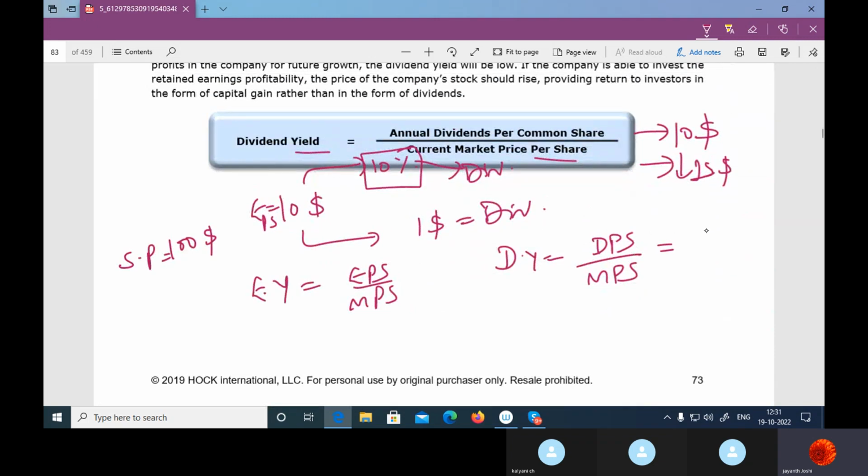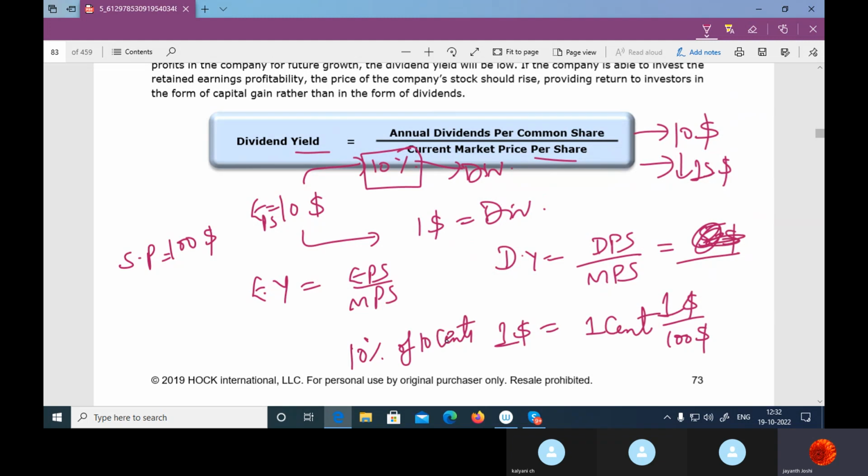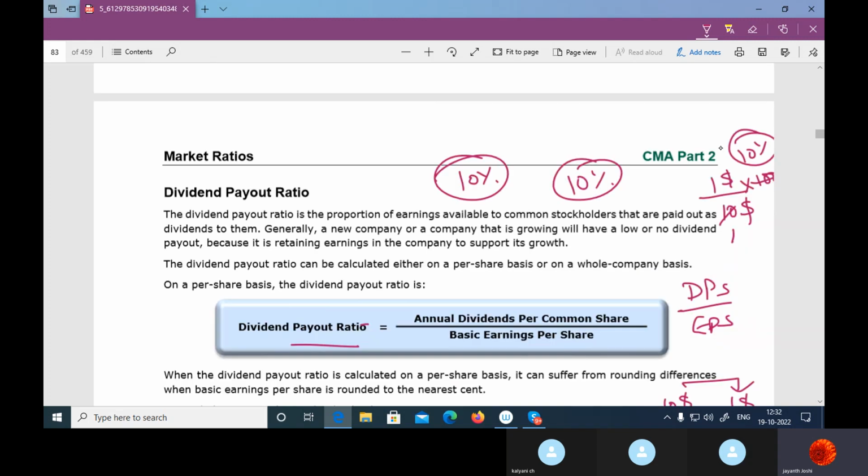I'm covering dividend yield now. Let's say $1 is my dividend. $1 by $100: for $1 of investment, I've got 1 cent as dividend. Correct or wrong? Which is 10% of 10 cents. 10% of 10 cents is 1 cent. So 10 cents into 10% is 1 cent.